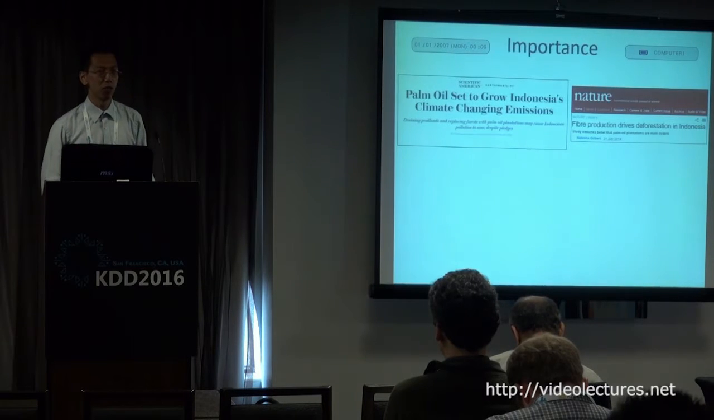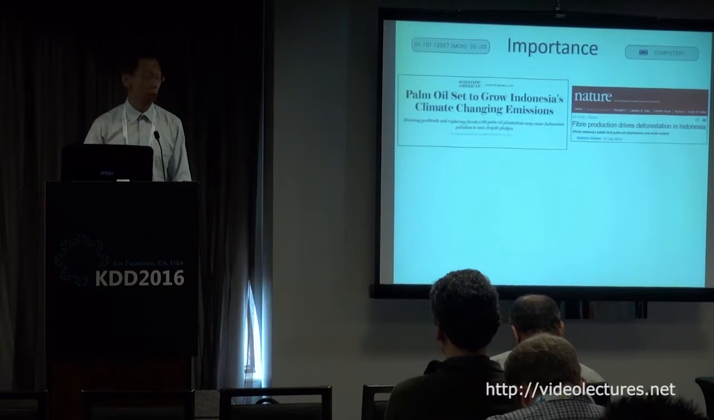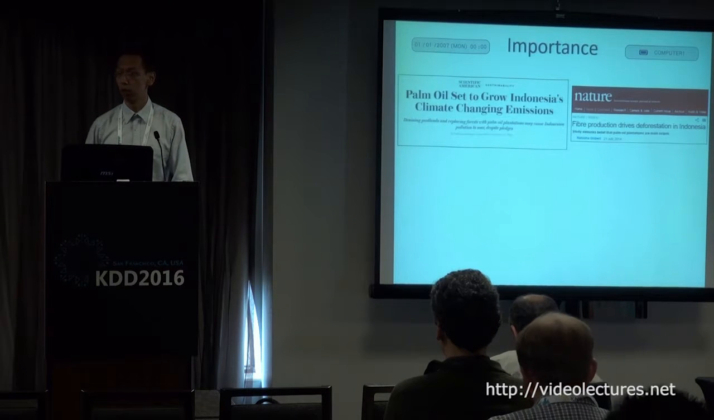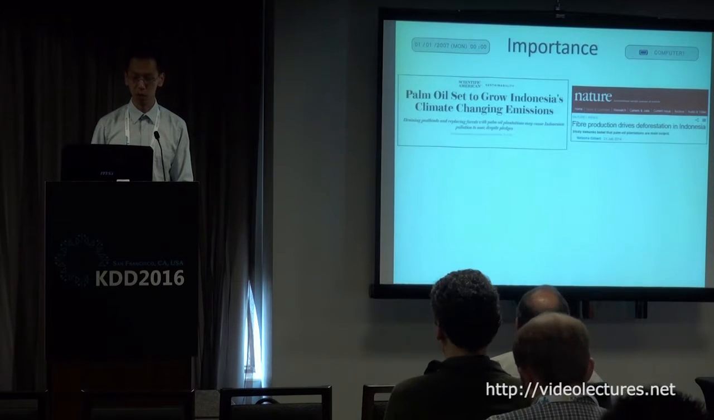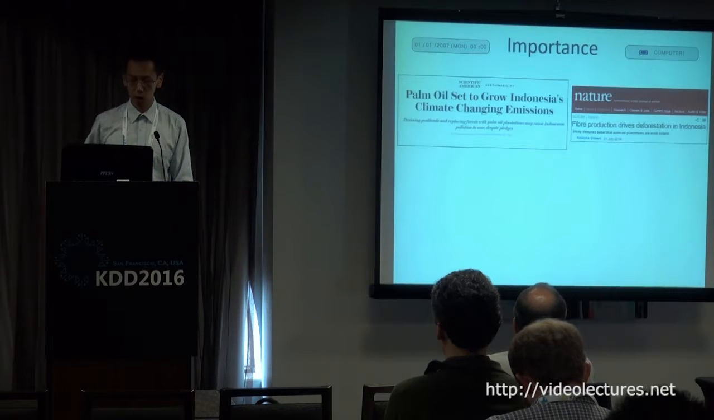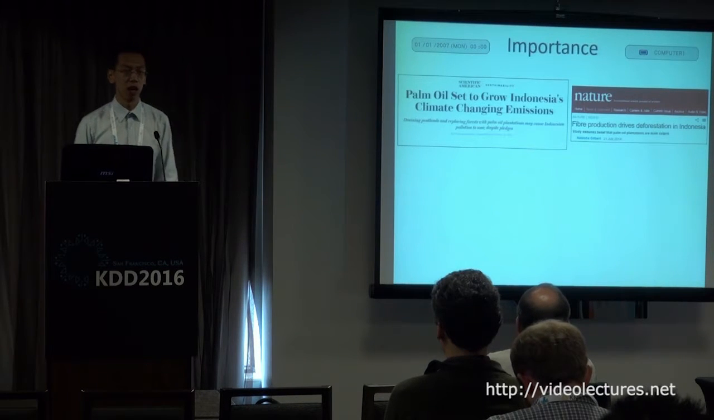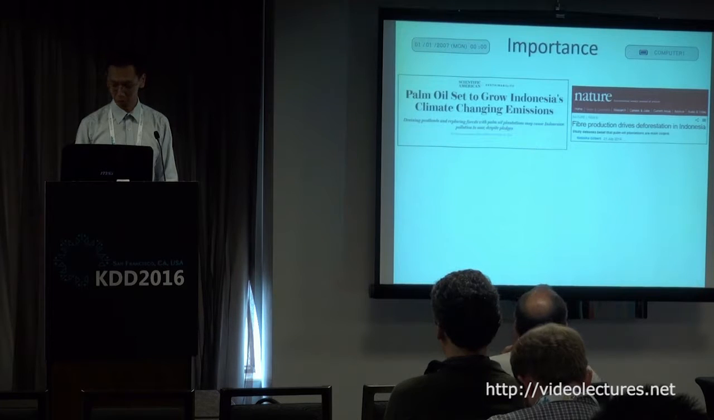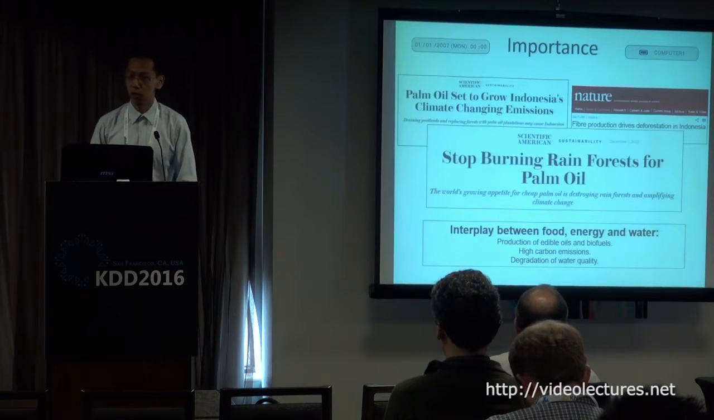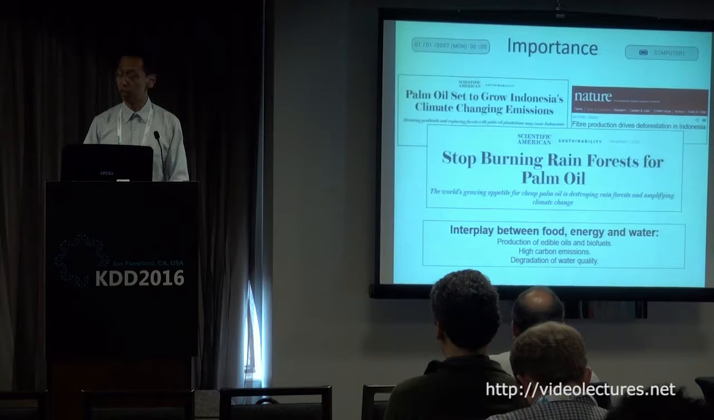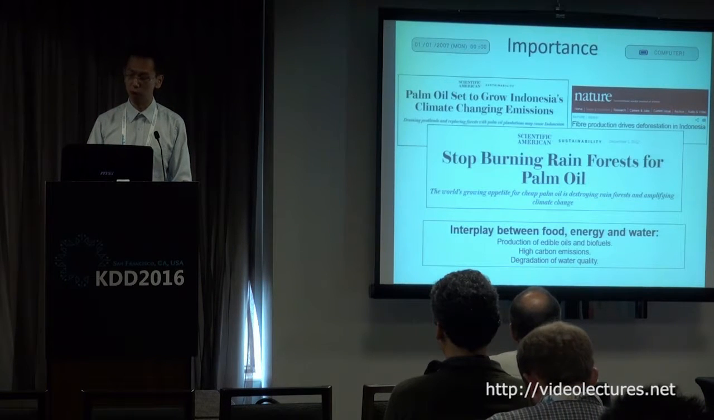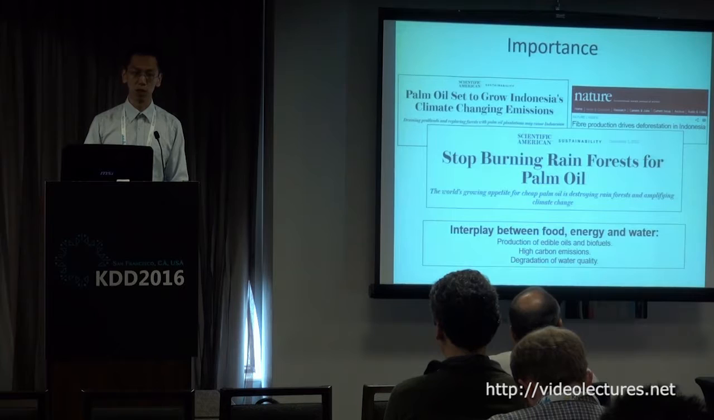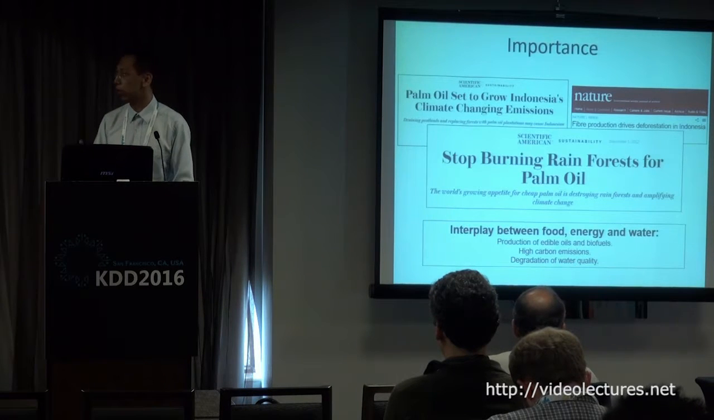We know that the plantation industry, especially oil palm plantation, is very important and very popular in Southeast Asian countries like Indonesia and Malaysia. It greatly impacts the environment and climate because the plantation industry leads to deforestation and the emission of carbon into the air. It is also a typical example of the interplay between food, energy, and water, because it produces edible oils and biofuels, leads to carbon emissions, and impacts the water quality.